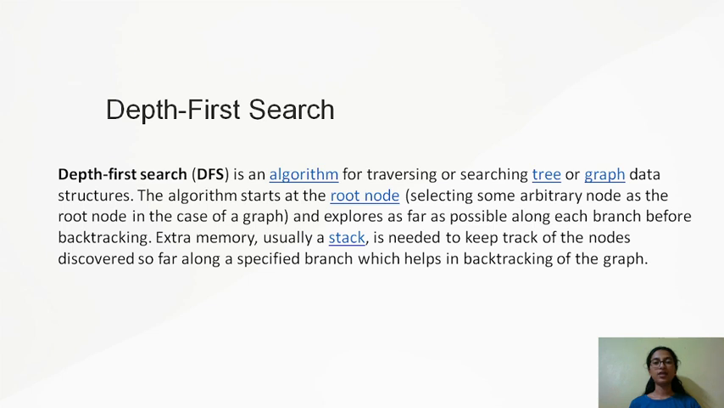The next type is depth first search. It is an algorithm for traversing or searching a tree or a graph data structure. The algorithm starts at the root node, like selecting some arbitrary node as the root node in the case of a graph, and explores as far as possible along each branch before backtracking. Extra memory, usually a stack, is needed to keep track of the nodes discovered so far along a specified branch, which helps in backtracking of a graph.